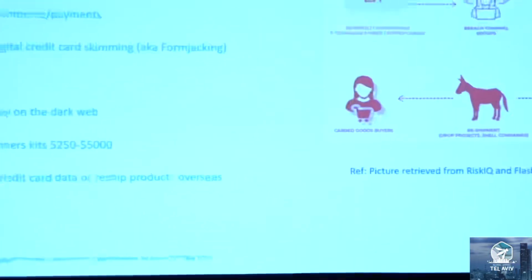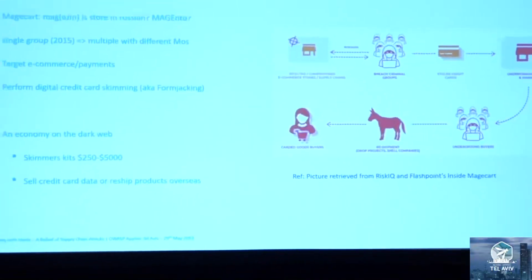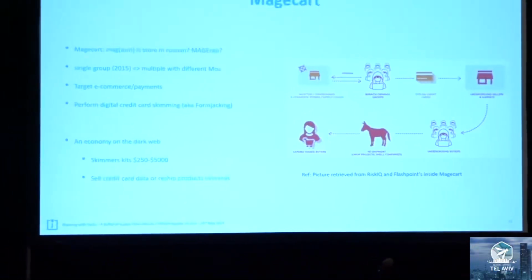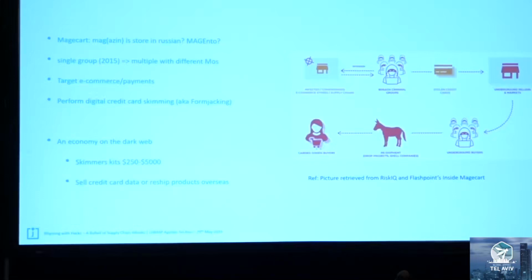What they do, as I said, is perform digital credit card skimming. Some people call this formjacking, although there's not a consensus about what terms should be used. And they do this because there's a whole economy behind this. Once they skim the credit card data, they have elaborate ways of purchasing products, and then they usually reship the products to the attackers' countries and sell them, or they just sell the credit card information on the dark web.